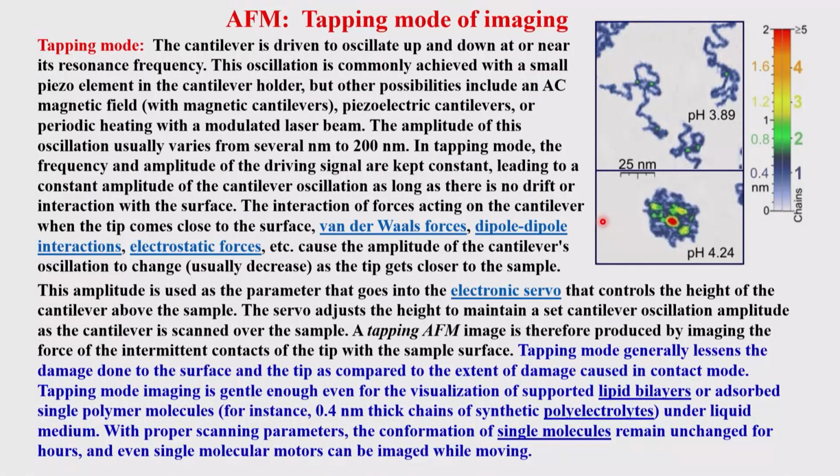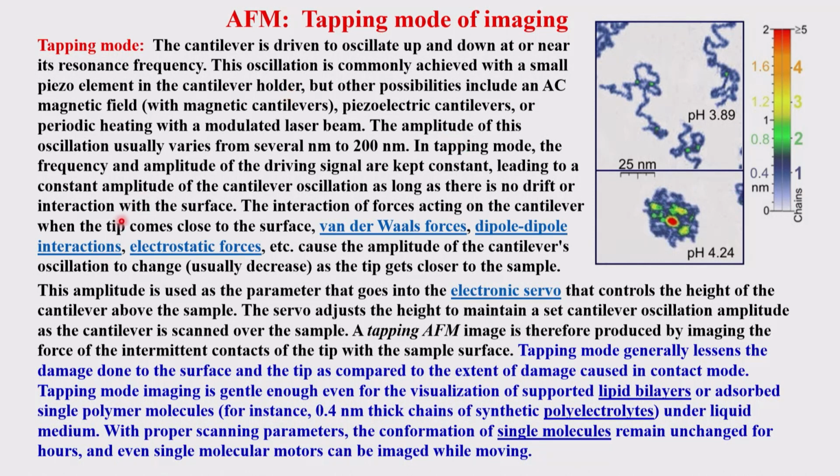The other method is the tapping mode, which will not touch the surface, and this is now the most commonly used for many of the samples. It goes up and down at a certain resonance frequency, using some kind of electrical signal, a piezoelectric element, or a periodic heating, a variety of things can be used. The amplitude of these oscillations is generally within a few nanometers to about 200 nanometers in tapping mode. It will not hit as such, but it will come closer and go away, come closer and go away.